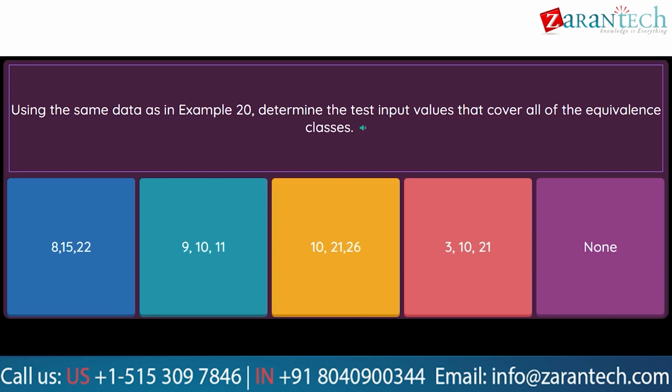Question, using the same data as in example 20, determine the test input values that cover all of the equivalence classes. Option 1: 8, 15, 22. Option 2: 9, 10, 11. Option 3: 10, 21, 26. Option 4: 3, 10, 21. Option 5: none.